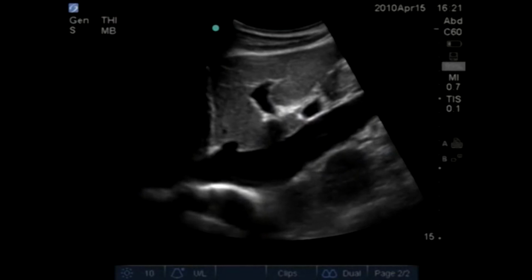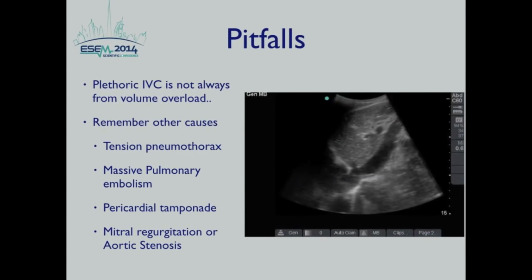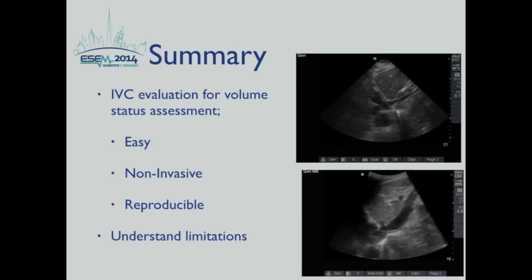No respiratory collapse. Some important pitfalls to mention. Plethoric IVC is not always from volume overload. Remember, there are other causes for distended IVC, including tension pneumothorax, massive pulmonary embolism, pericardial tamponade, and mitral regurgitation or aortic stenosis. So, in summary, IVC evaluation for volume status assessment is easy, non-invasive, reproducible, and fast.